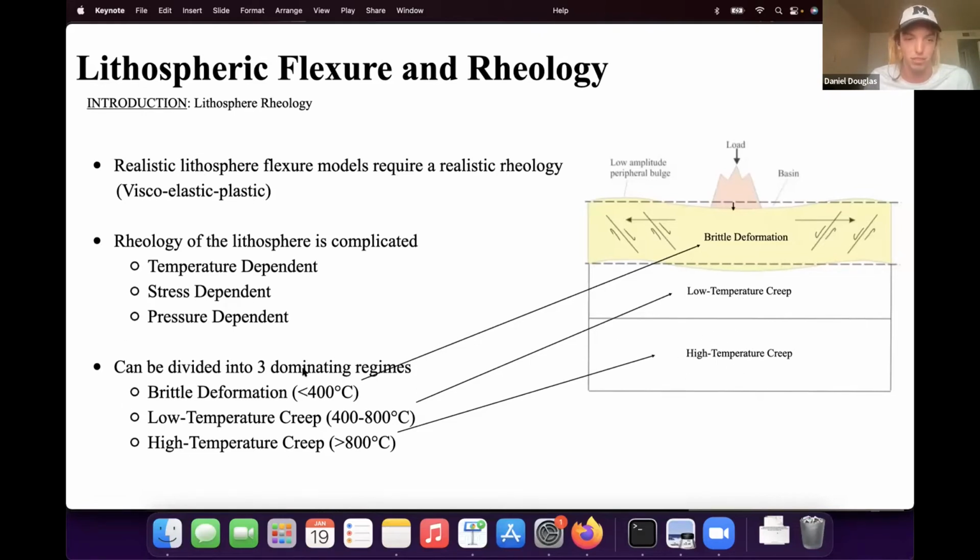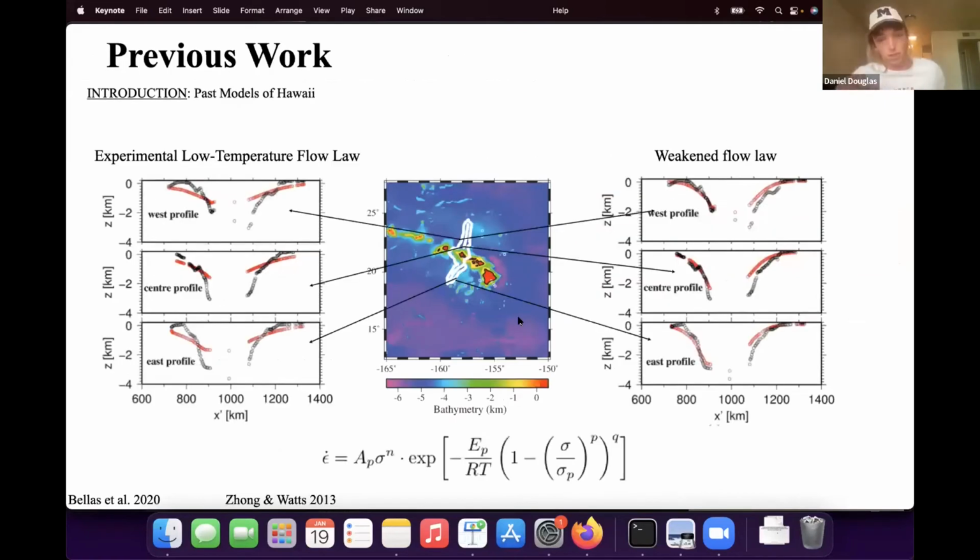And thankfully, all three of these regimes are natively incorporated into ASPECT. So setting up a viscoelastic plastic rheology in theory isn't too hard. It's just making sure it's stable as your models run, but the functionality is all there. But for this work, I'm going to be focusing on the low temperature ductile creep regime. And so that brings me to the previous study that I want to highlight.